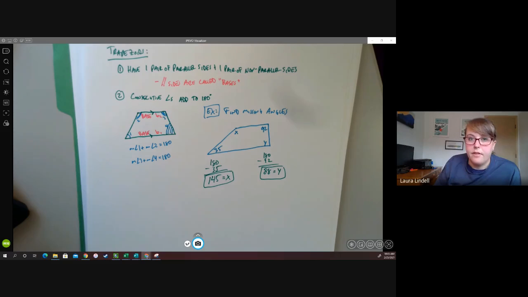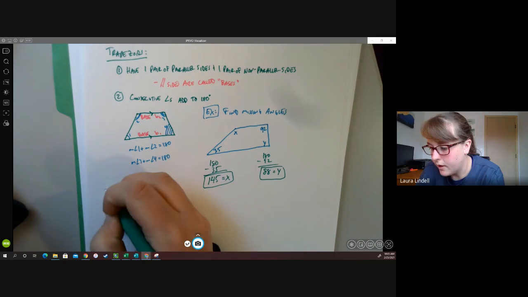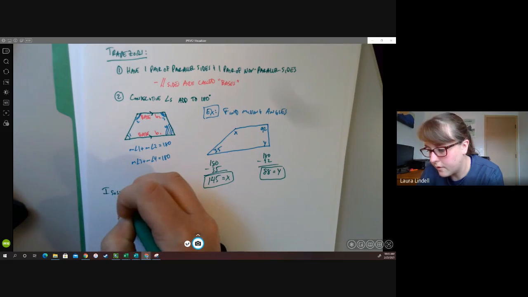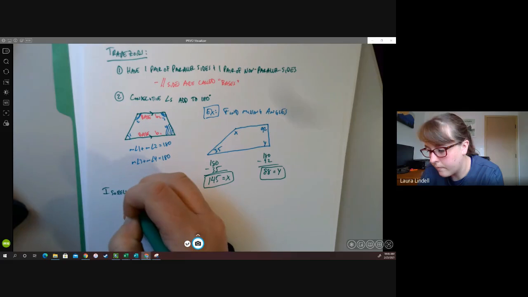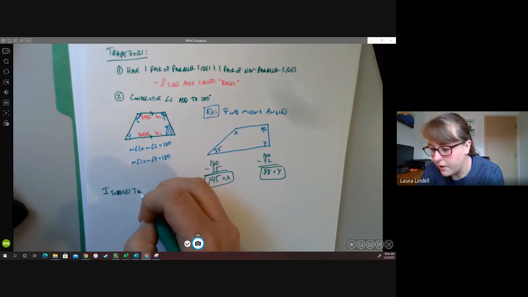Okay. Then there's one more special type of trapezoid, and it's called an isosceles trapezoid. So just like isosceles triangle, we have an isosceles trapezoid, and it has a lot of similarities to an isosceles triangle, except that it's a trapezoid instead. So here we go. Isosceles, S-C-E-L-E-S, trapezoid.